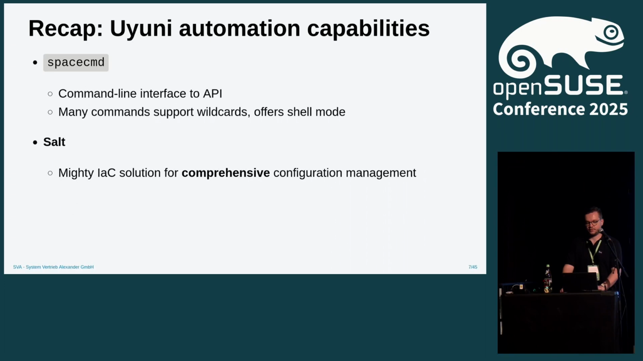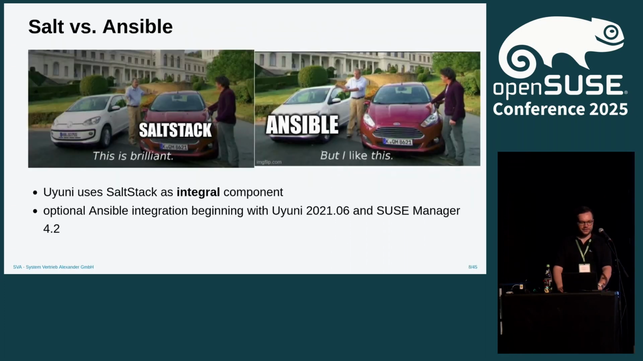So maybe let's do a short poll. How many of you in this room have used the XMLRPC API for automating? I see some hands. Who uses the new HTTP API? I see fewer hands. And who uses the SpaceCMD utility? I see some more hands. And who is using SaltStack? Okay, the most hands go up for SaltStack. Okay. I'm not going to be harsh about this.